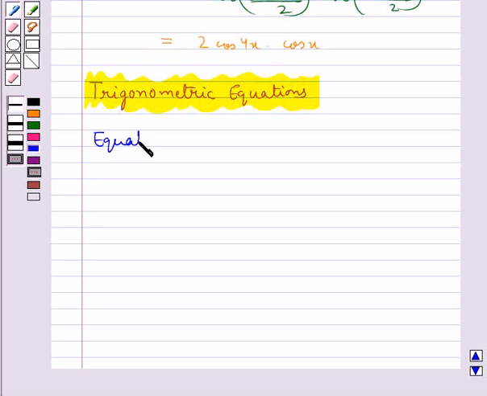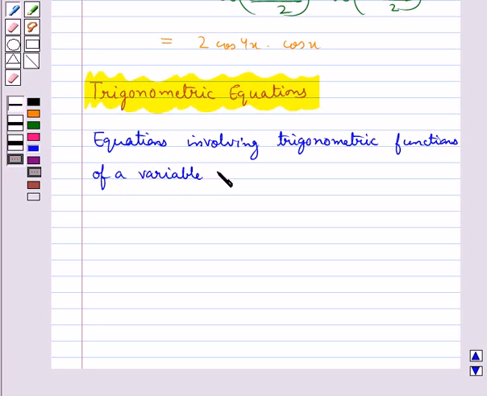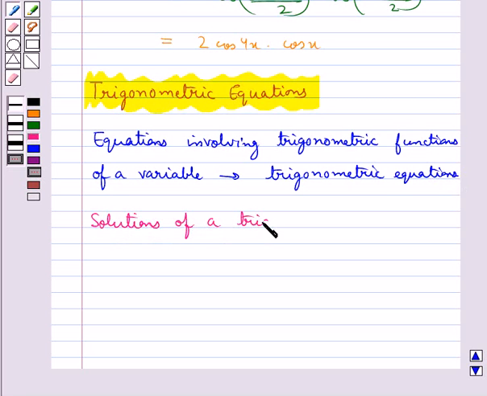Equations involving trigonometric functions of a variable are called trigonometric equations. Then solutions of a trigonometric equation for which we have x is greater than or equal to 0 and less than 2 pi are called principal solutions.